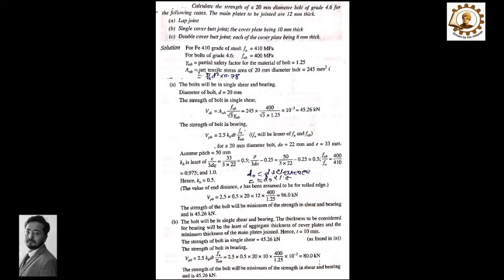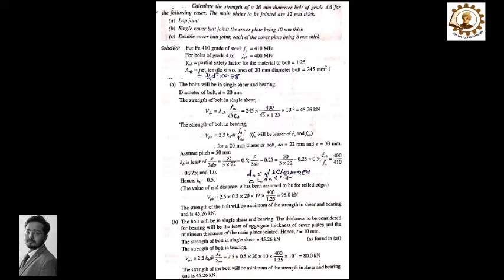Okay, next we have to solve the second part, part B, that is a single cover butt joint, the cover plate being 10 mm thick. So in case of shearing, thickness is not in consideration, but in case of bearing, thickness is in consideration. So the value of shear strength will be the same as the first part. The bolt will be in single shear and bearing, we know this.